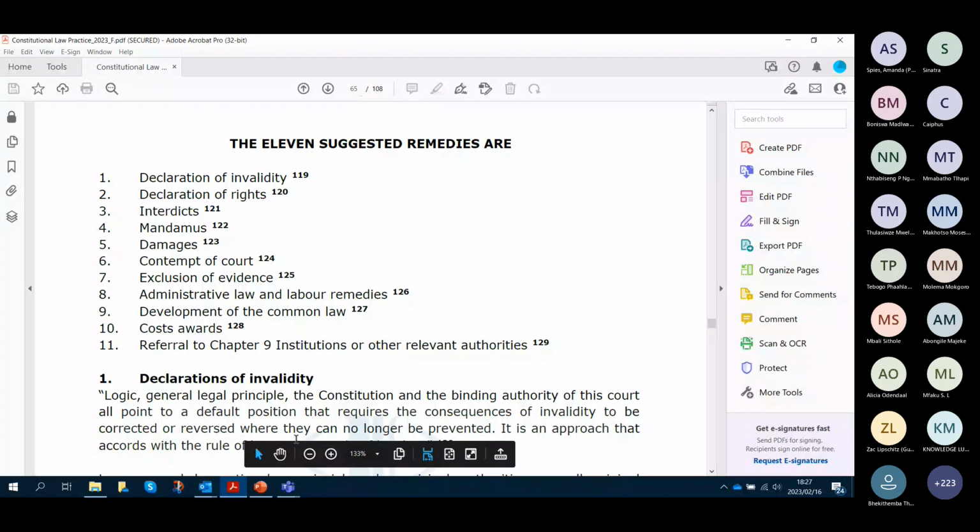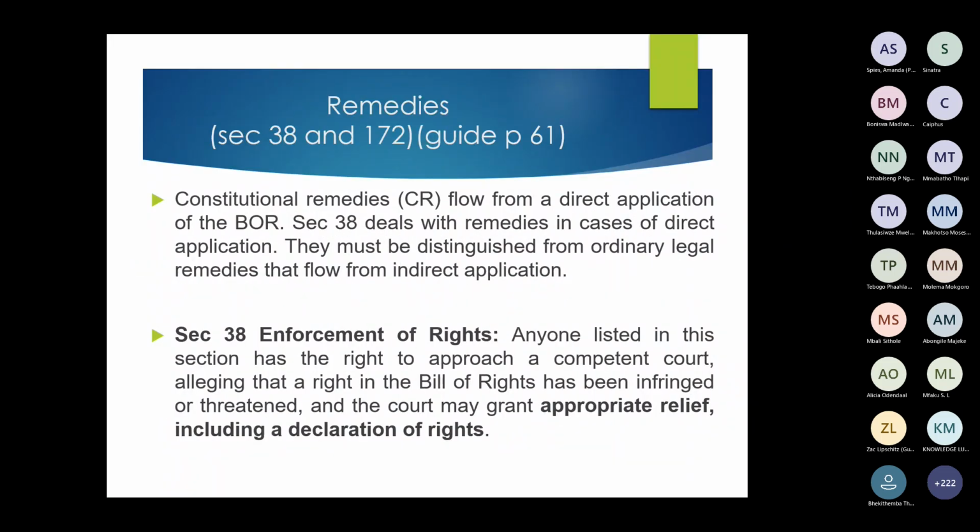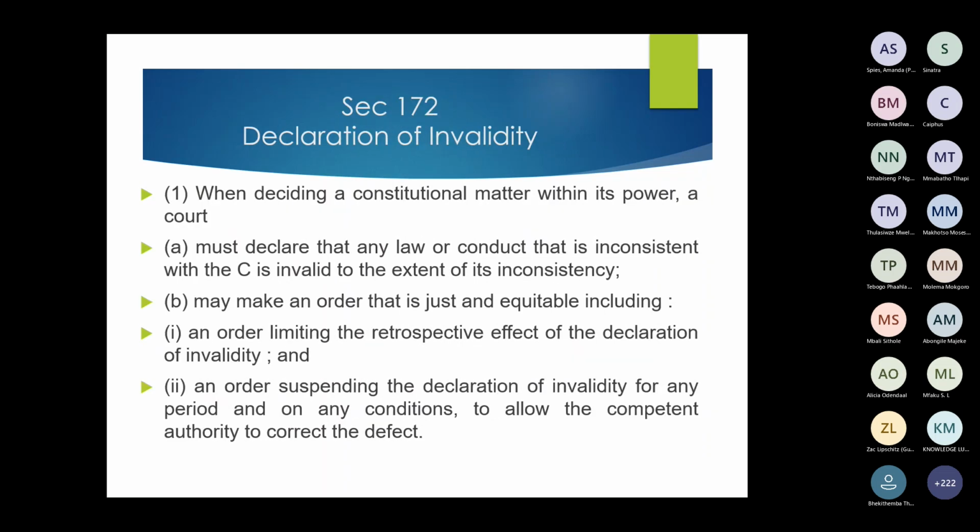If you want any more information on those remedies, you're more than welcome to have a look in your guide. But the most important aspect to know of remedies is that all the regular remedies are available, and then very important in terms of the Constitution in direct application is section 172, which is a declaration of invalidity. So when deciding a constitutional matter within its power, a court must declare that any law or conduct that is inconsistent with the Constitution is invalid to the extent of its inconsistency.